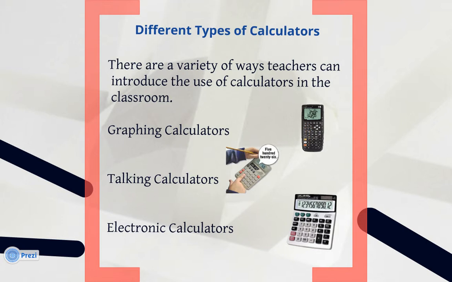Talking calculators can also assist students who are blind or visually impaired to actively participate during math class when completing operations. Electronic calculators can help typically developing students develop number sense by reinforcing concepts about place value, relationships between operations, as well as estimation.